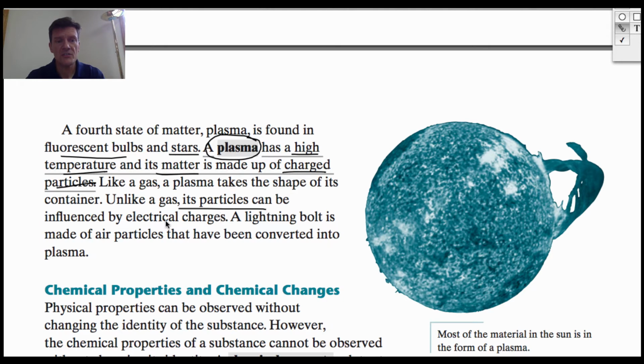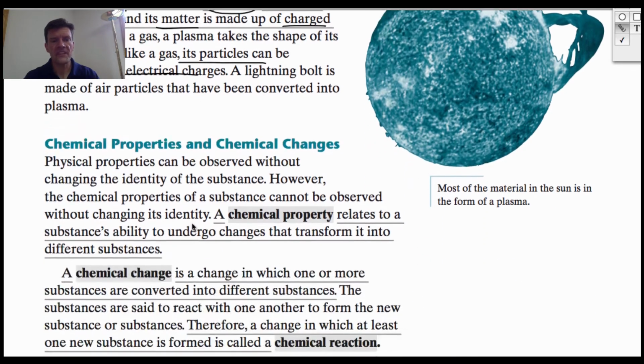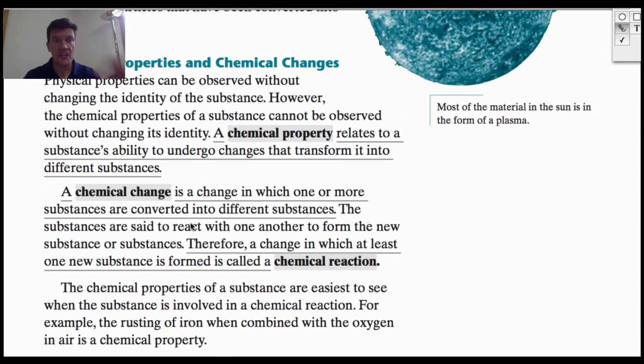The particles here in a plasma are influenced by electrical charges. So just think of it as a highly charged substance. All right. Now, the other type of property, we talked about physical properties. Now let's talk about chemical properties.